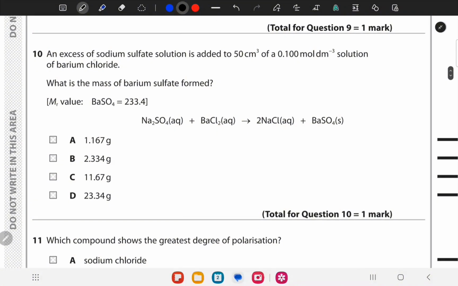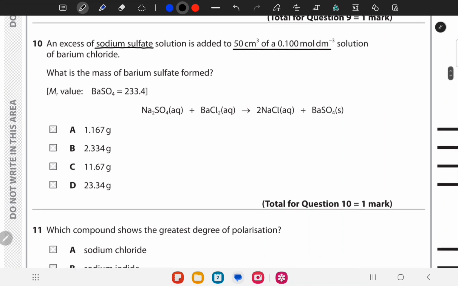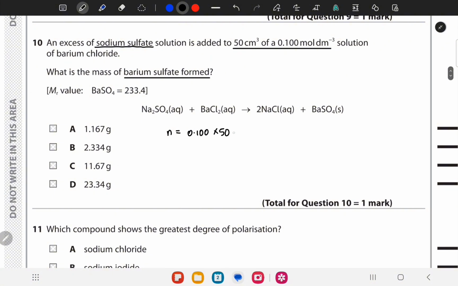Now in question 10, we are told that an excess of sodium sulfate solution is added to 50 cm cube of 0.1 mole per dm cube solution of barium chloride. We have to find the mass of barium sulfate formed. So the number of moles of barium chloride used would be 0.100 times 50 into 10 to the power minus 3. So 5.0 into 10 to the power minus 3. So this is the number of moles of barium chloride.